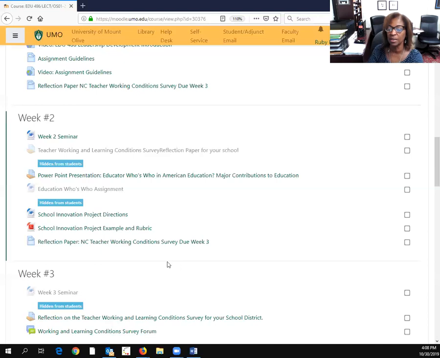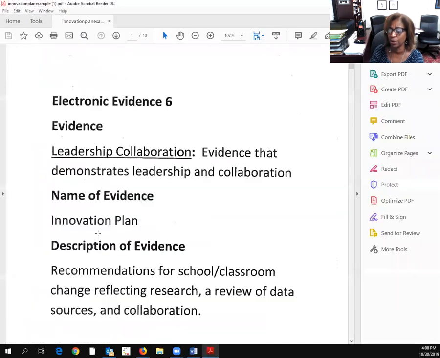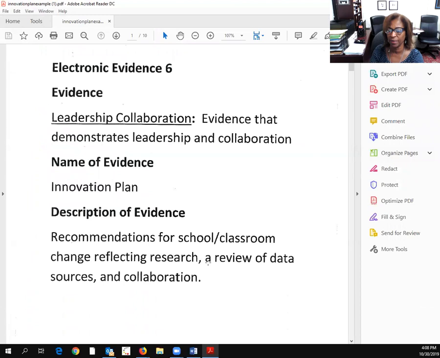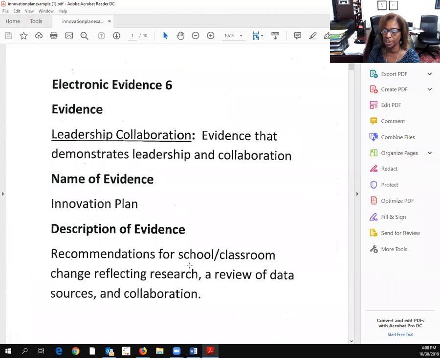So let's take a look. Week 3, let me see if I can scroll down. It's week 2, the project. Let's see if I can get that open for you, and we'll look at that. Electronic evidence 6. This is a leadership collaboration. It's an innovation plan. And recommendation for school or classroom change reflecting research, a review of data sources, and of course, collaboration.